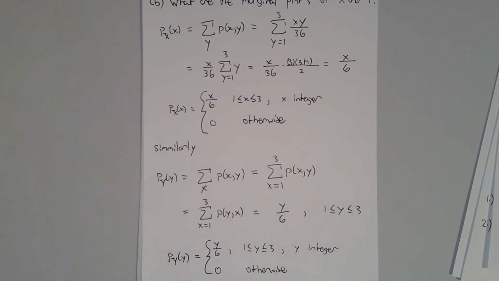So that concludes this video. In the next video, we'll be talking about continuous random variables and the analogous structures that we've talked about here.